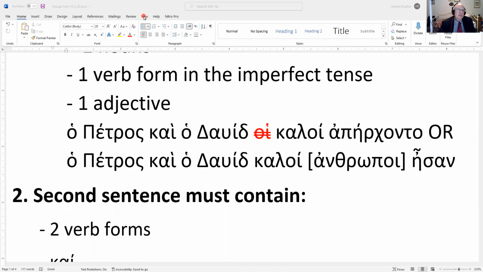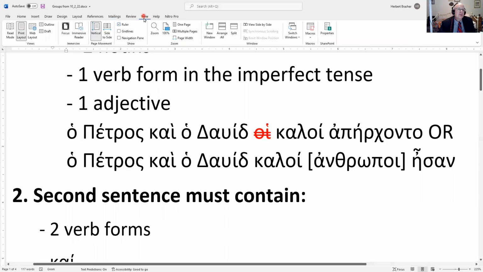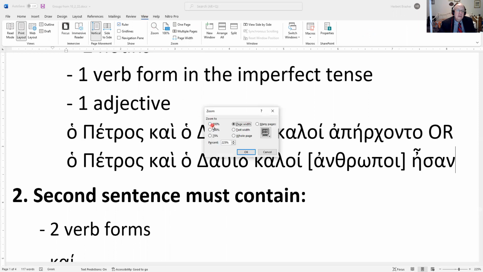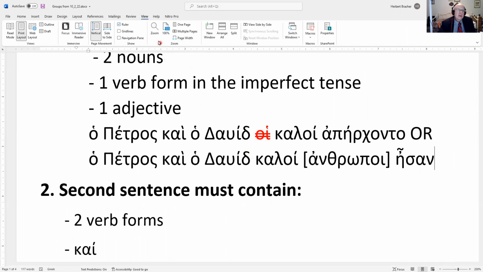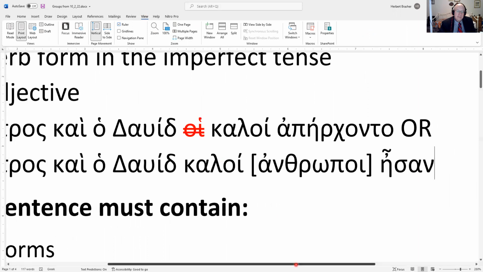let me see. I should be able to zoom this in. Oh, that's 200%. Let's go up to. Here we are.